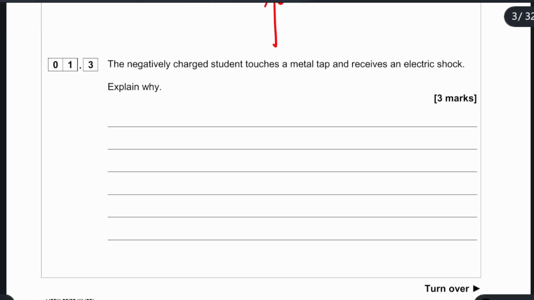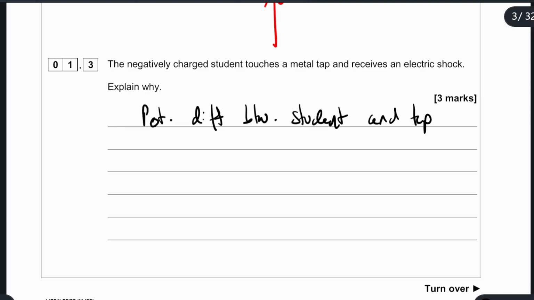The next question, the negatively charged student touches a metal tap and receives an electric shock. Explain why. Well, first of all, the student is negatively charged. The metal tap we assume is going to be electrically neutral. And so there's a potential difference between the student and the tap. And once again, that causes a transfer of electrons. When you have a potential difference and you make an electrical contact, you end up with a transfer of electrons. And once again, we want to say the direction the electrons are transferred. This time it is from the student to the tap.